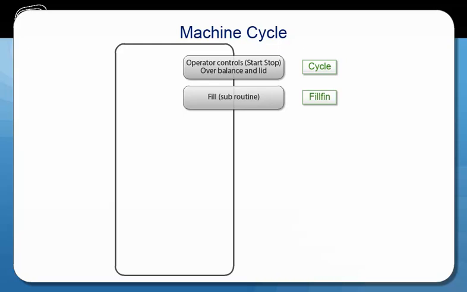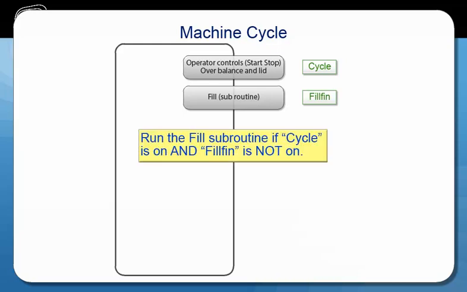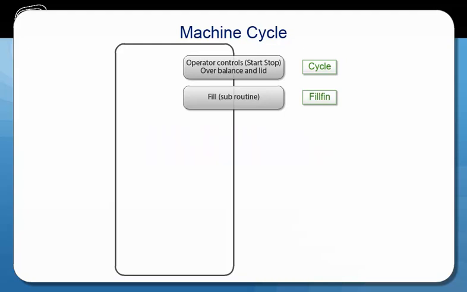We can turn on the variable fill fin when the fill cycle is complete. You can write a sentence. Run the fill subroutine if cycle is on and fill fin is not on. When the fill is complete, run the heat cycle.